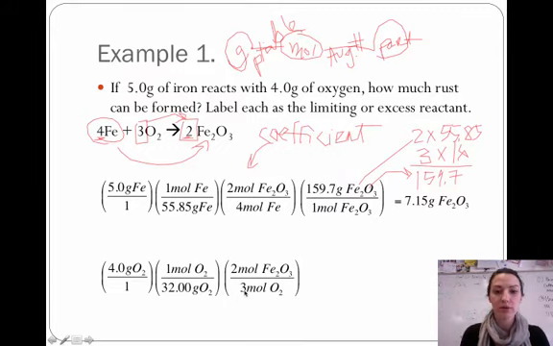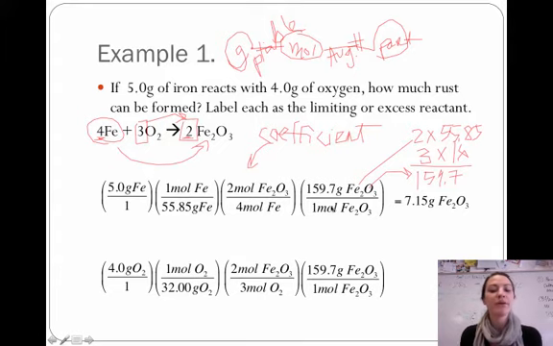Okay, 3 moles of oxygen to 2 moles of rust. And then once we're in moles of rust, our last set of parentheses will actually be the same. We have the same molar mass, 159.7, so we're going to put that in there. And we finally got to grams of our rust.